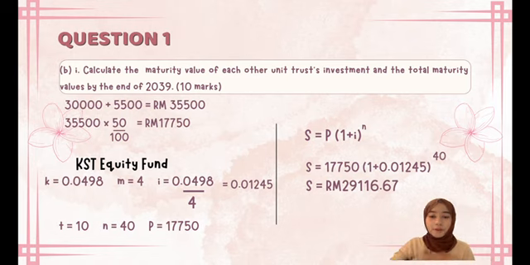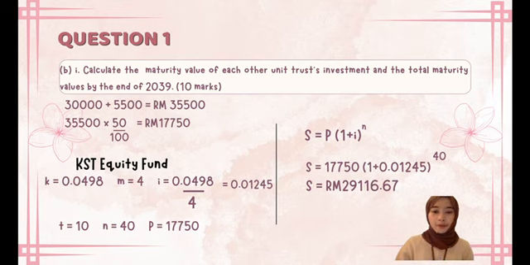10 marks. First of all, we will total up 30,000 and 5,500, so the total will be 35,500. And then we have to multiply it by 50% to know the total amount in each fund. So the total will be 17,750 and it will be used as the principal for both. We will calculate for KST Equity Fund first.